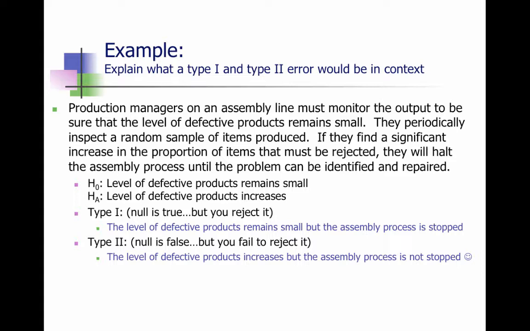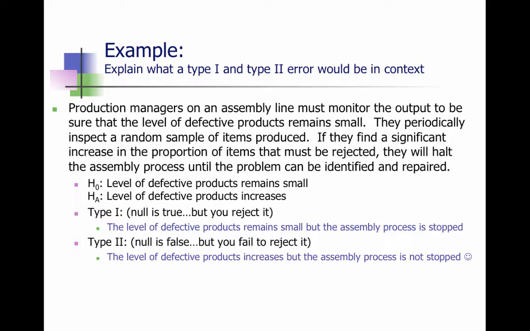So again, our first thing that we do here is to list our null and alternative hypotheses. So our null hypothesis is, again, no difference, no change. So the level of defective products remains small. Our alternative hypothesis then is that the level of defective products increases. And I'm saying increase here because that's what they're looking for. They're looking for a significant increase.